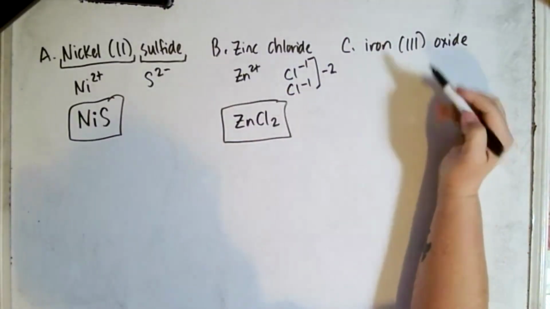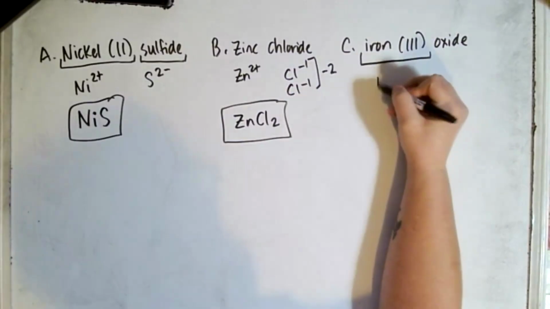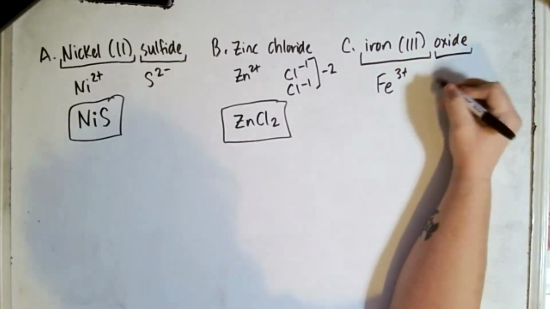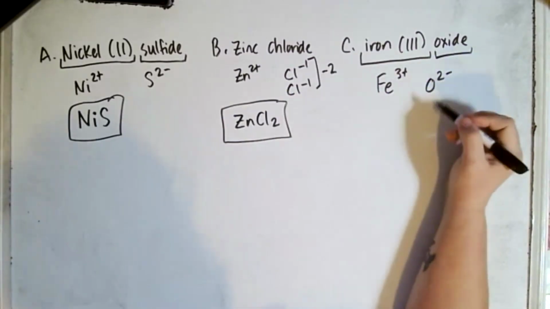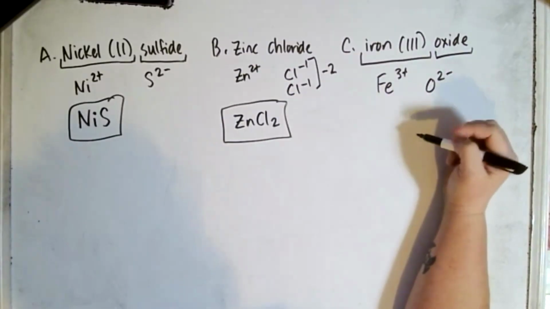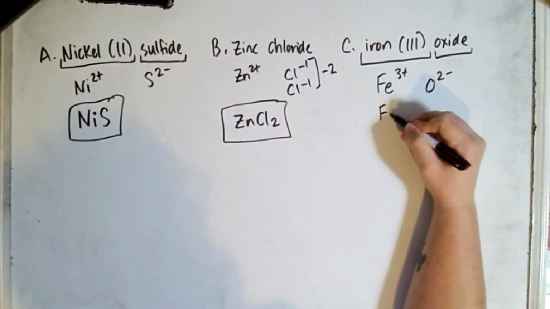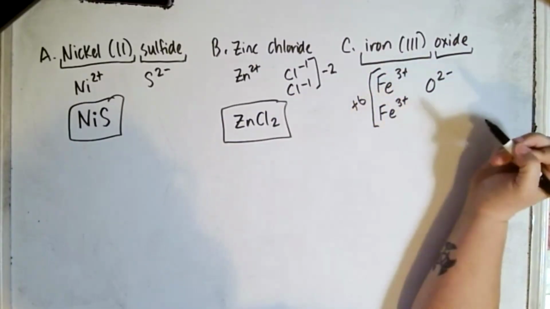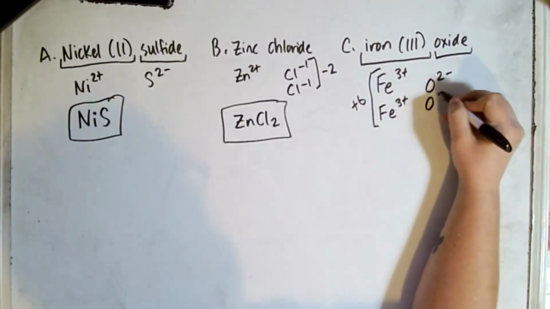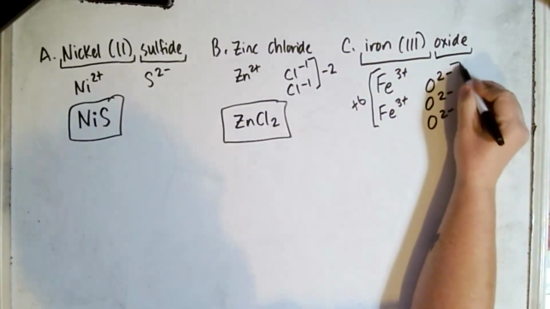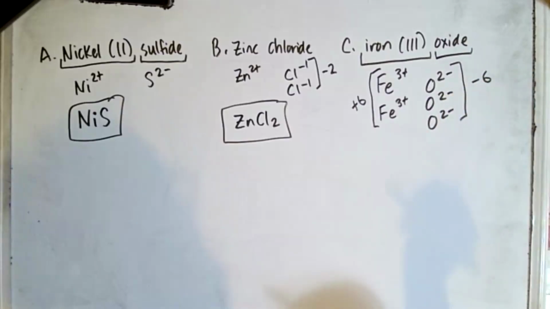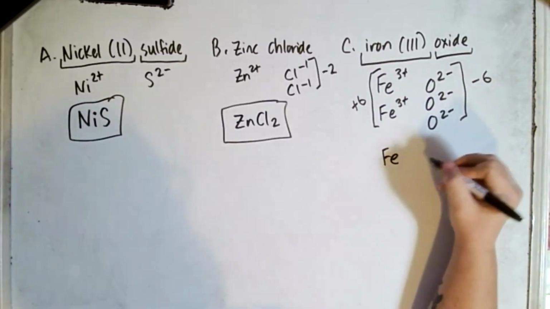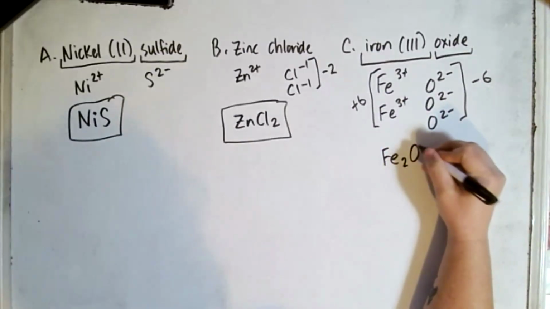And then I have my iron 3 oxide. This first part tells me the symbol and the charge of my iron. My oxide always has a -2 charge. And so now I have to find that common number between them, right? So I'm going to need 2 irons to get my positive charge up to a +6. And I'm going to need 3 oxygens to get my negative charge to a -6. And then my formula is just going to reflect how many of each ion that I used. So Fe2O3.